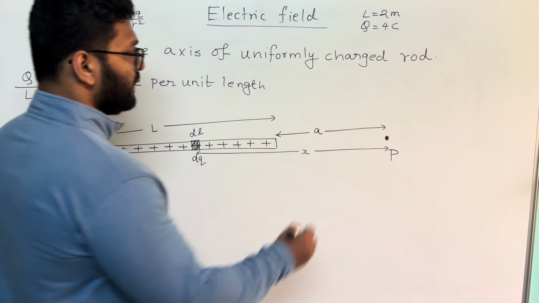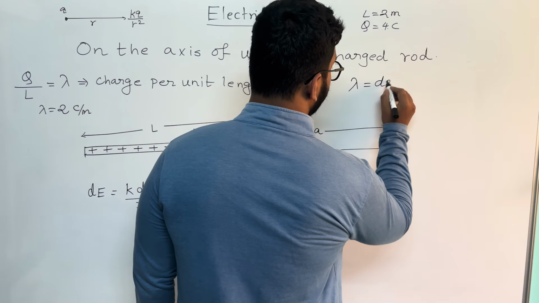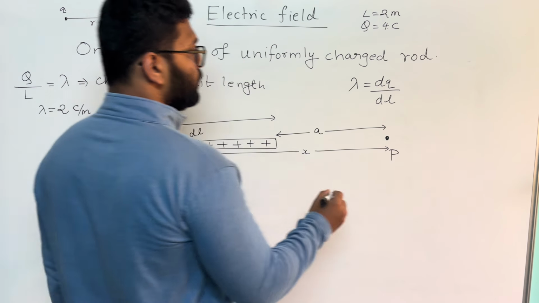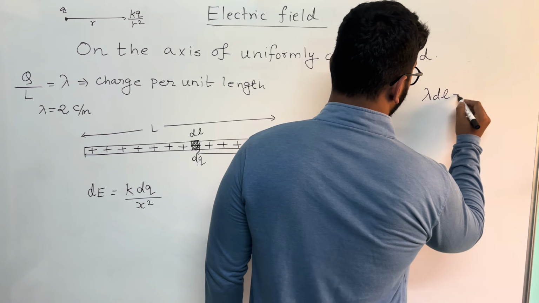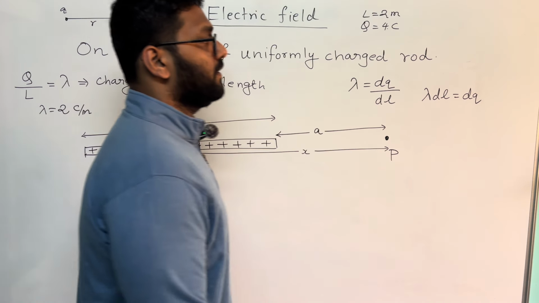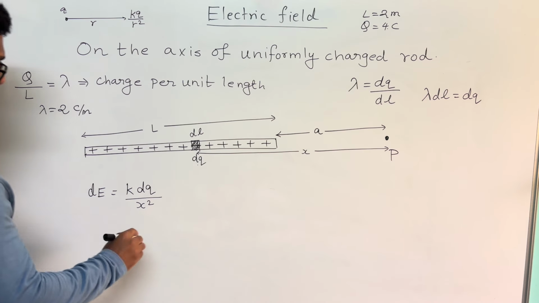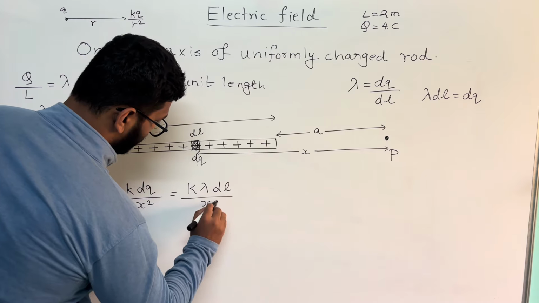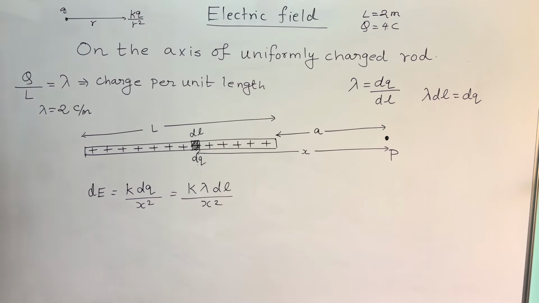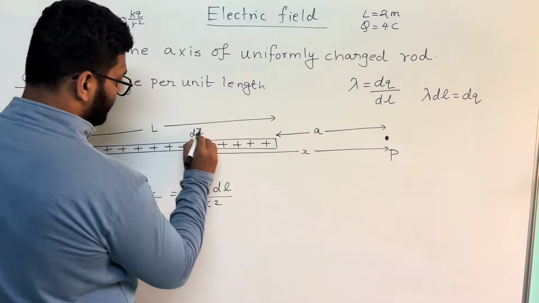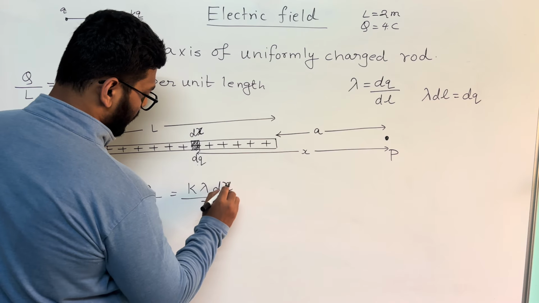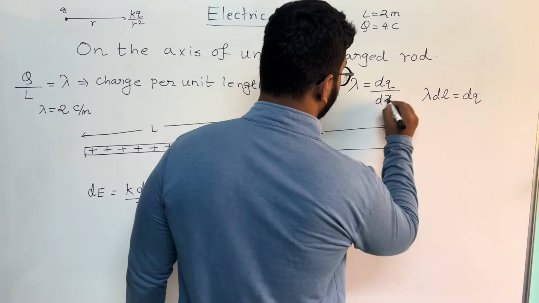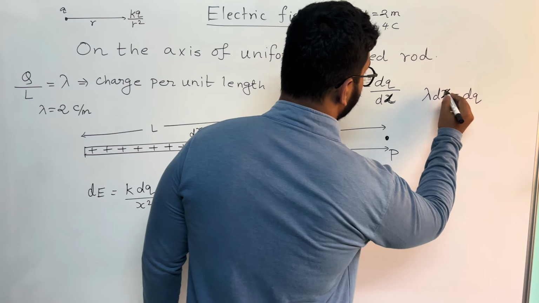Now can I say lambda is also dq by dl, which is nothing but the charge per unit length. So from here dq can be written as lambda times dl, correct? So I can write dE as k lambda dl by x square. Let me take this length element as dx, because the variable is x over here, so lambda times dx.